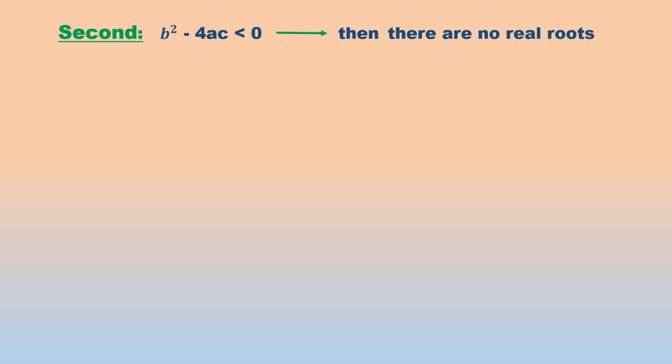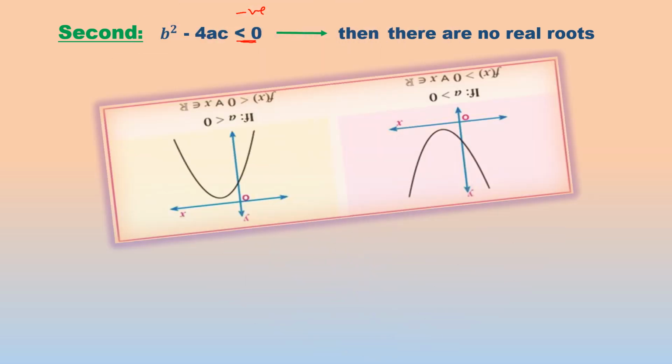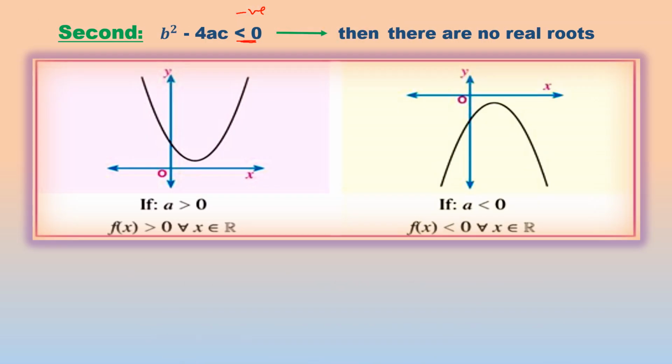Second, if the discriminant is smaller than 0, meaning negative, then there are no real roots. There is no intersection with the x-axis, whether the curve is opened upward or downward. a is the coefficient of x². If a is greater than 0, then the function is greater than 0. If a is smaller than 0, then the function is smaller than 0.